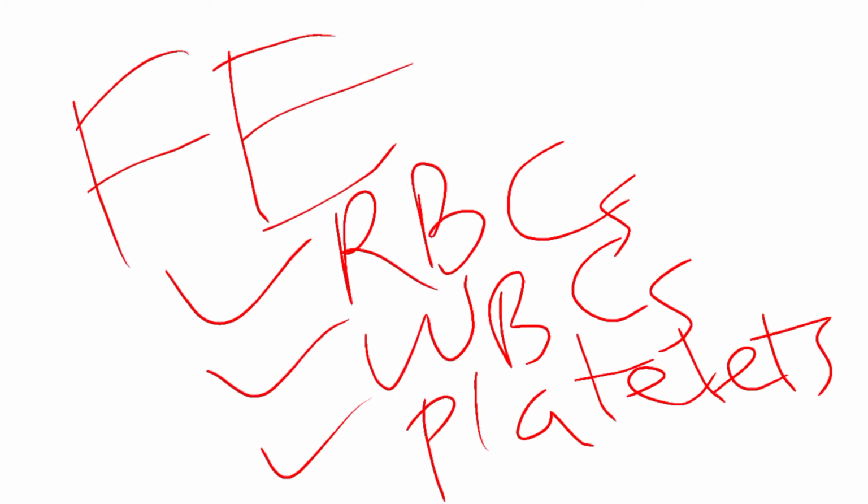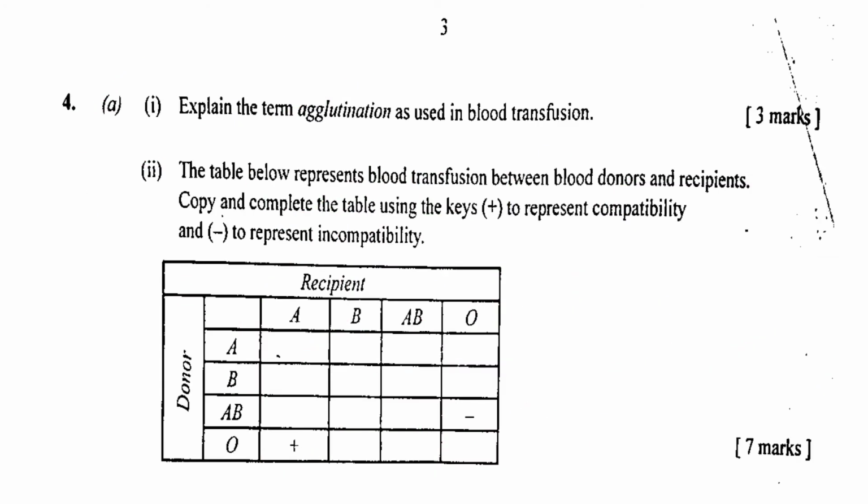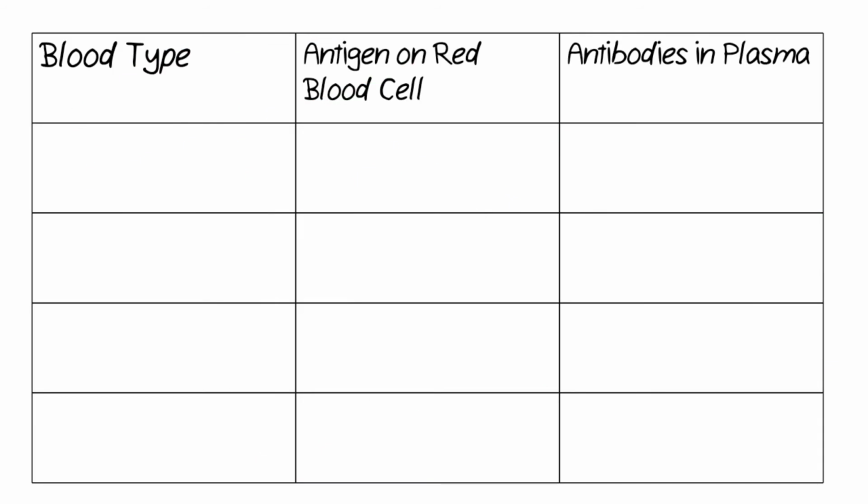I'll quickly talk about what makes up our formed elements. I will abbreviate formed elements as FE. Formed elements are made up of our red blood cells, RBCs, our white blood cells, WBCs, and our platelets. So these are what constitute our formed elements: red blood cells, white blood cells, and the platelets. Basically, that does it for our blood. Now I'm going to talk about the types of blood.